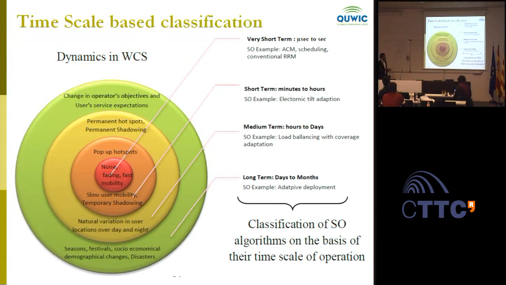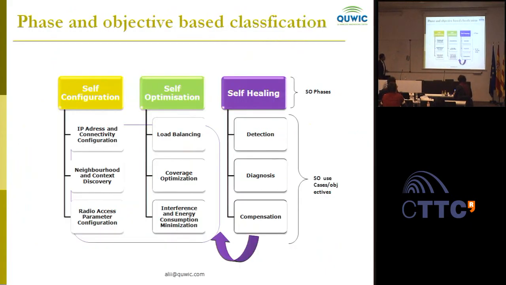So first, the time scale based, coming back to the same figure, we can classify apparently into 4 categories: very short term, short term, medium term, and long term. And as I mentioned earlier, you'll see that most of the research has been focusing on the smaller time scale dynamics. Okay, phase-based classification, this is not an exhaustive list, but 3 phases, and in each phase you can divide SON solutions according to their objectives, what they are doing.